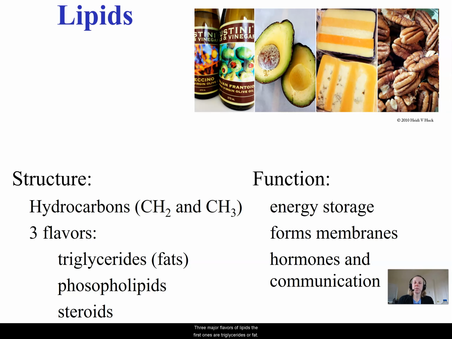There are three major flavors of lipids. The first ones are triglycerides or fats, things like fats, oils, waxes, stuff like that. The second one is phospholipids, and those are the most important type, the one that we're going to spend most of our time talking about, because they play such a critical role in forming the membranes of the cell. And then the last one is steroids, and those are involved in communication between cells and within cells.